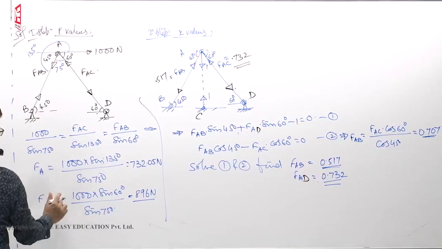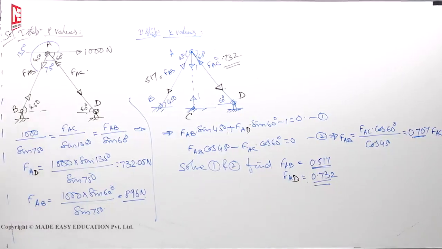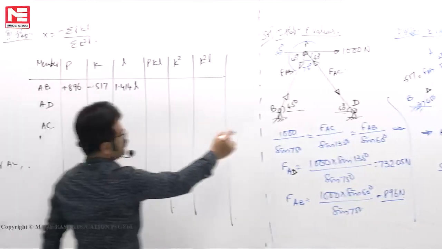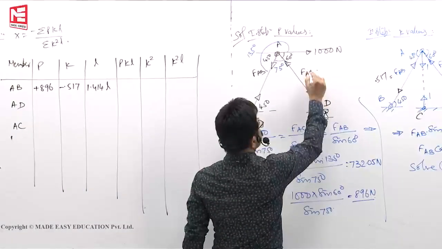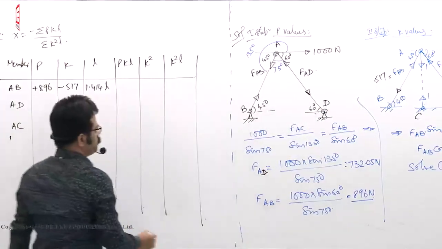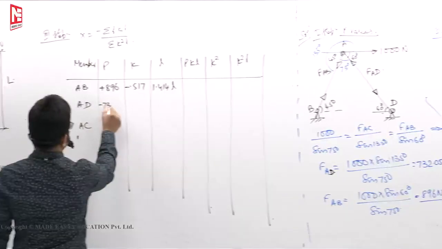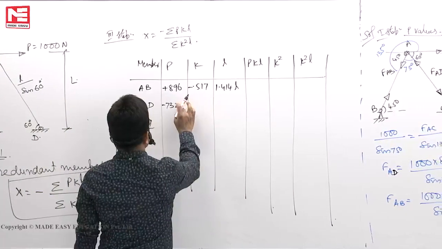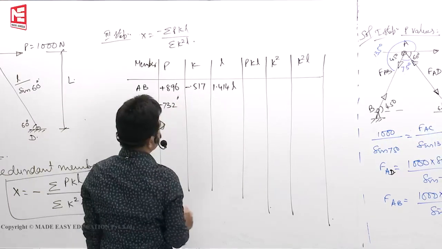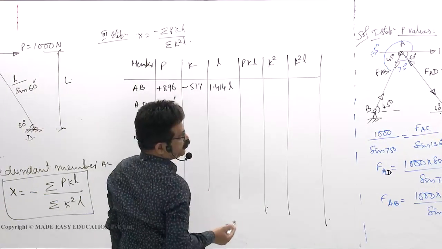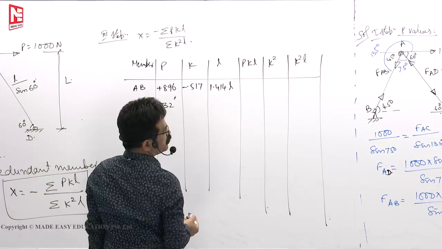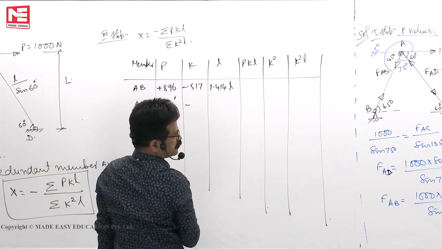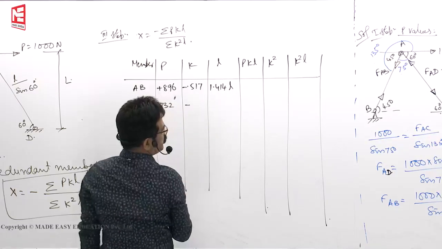This is also FAD. So FAD is 732. This is AD, towards the joint, so minus 732. 0.05, that's okay, 732 we will take it approximately. Then AD here towards the joint, minus 0.732.